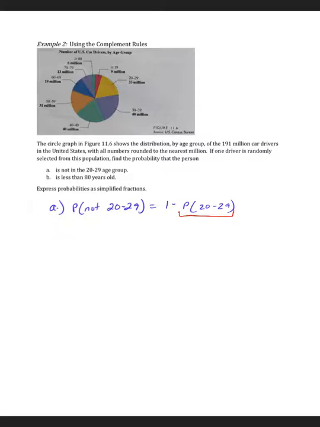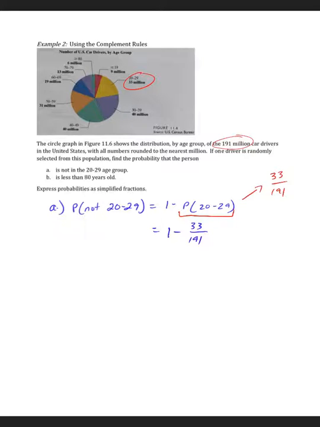So if we go up to our picture up here, we find 20 to 29, which would be right here. We see that there are 33 of those. So we know that there's 33 million, out of a total of 191. So that's the fraction we substitute in for that probability. So we have to do 1 minus 33 over 191.